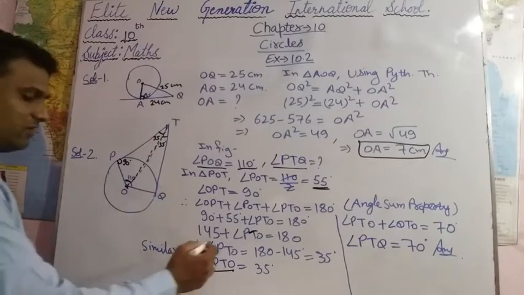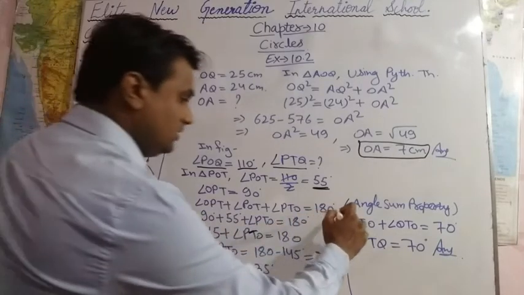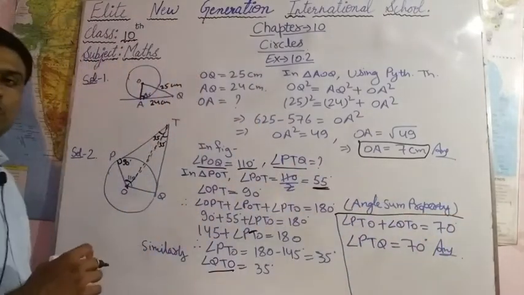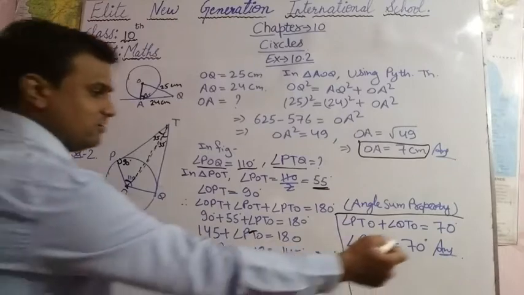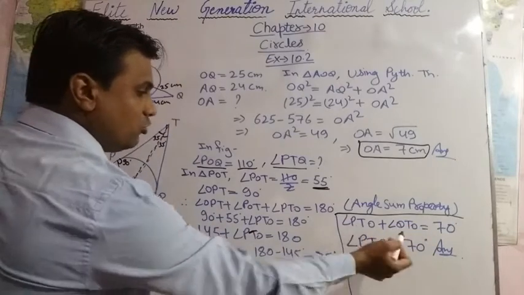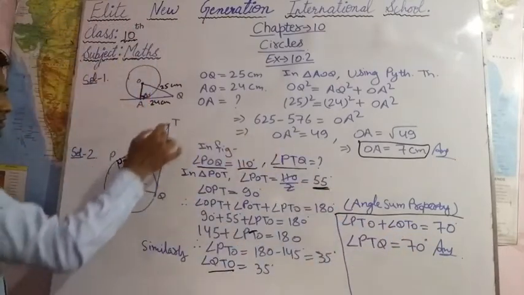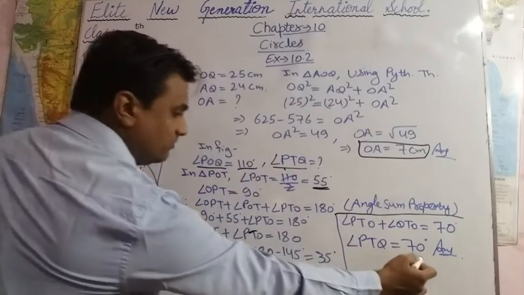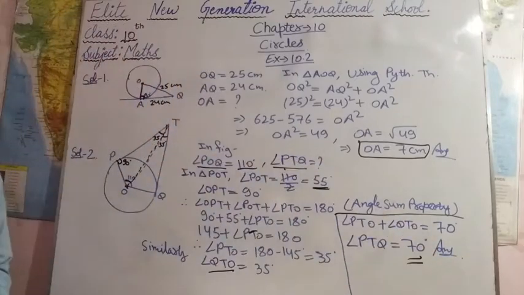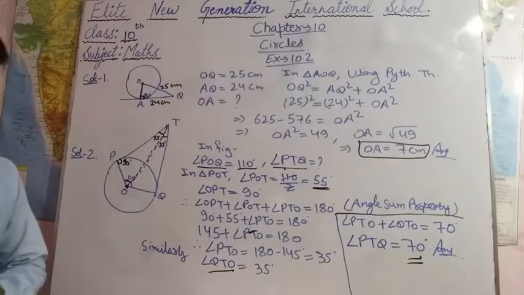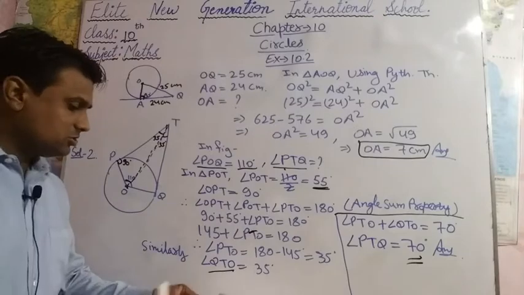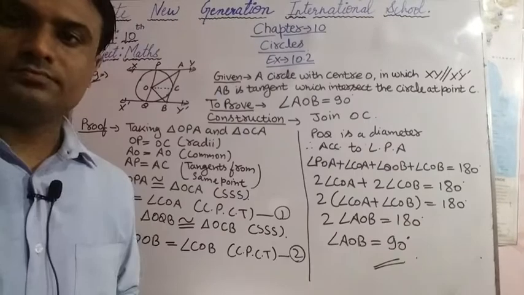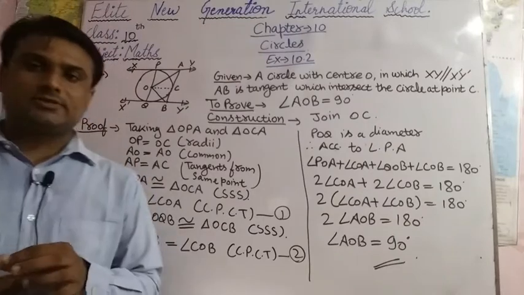So when we add angle PTO and angle QTO, 35 plus 35 will be 70. Therefore PTO plus QTO is PTQ, so angle PTQ will be 70 degrees. So here the answer is 70 degrees. Similarly you can try the remaining questions. Here's the next question. The remaining questions are the same, so you can try them.